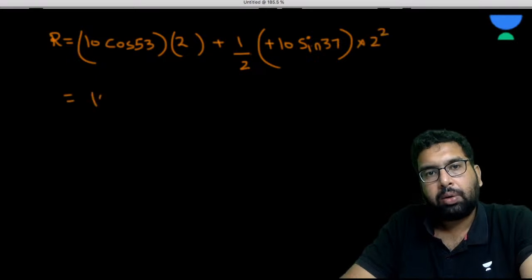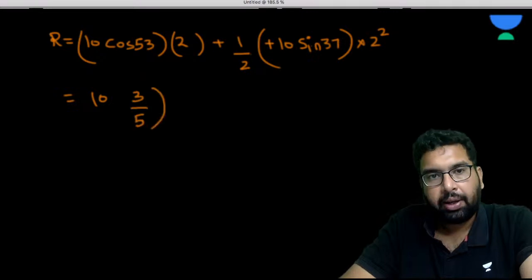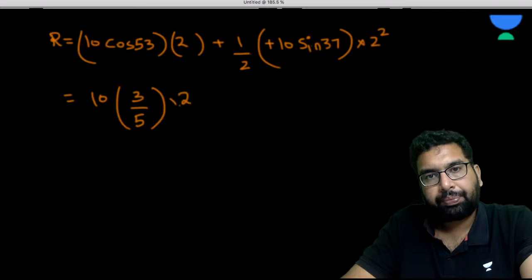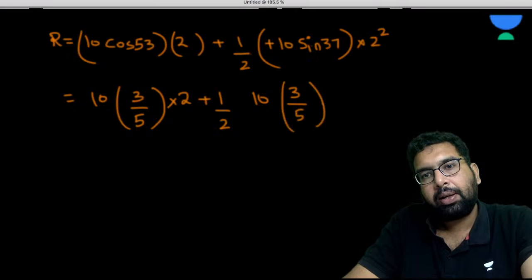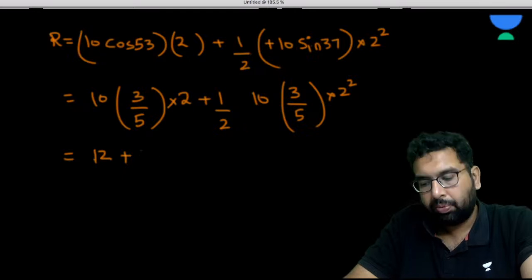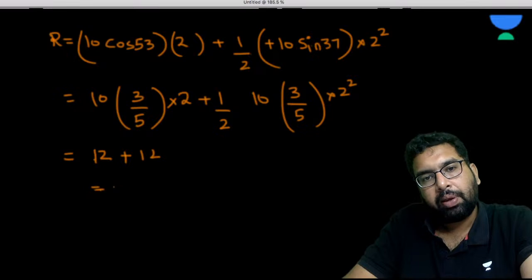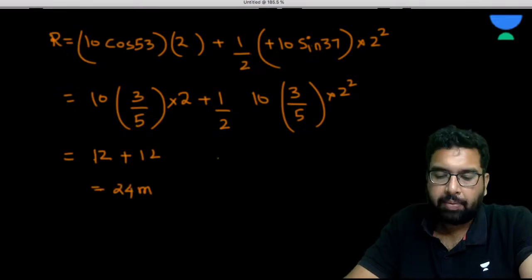So 10 cos 53. So cos 53 is 3 by 5, right? Into 2. Plus 1 by 2, now sine 37, which is again 3 by 5, isn't it? Into 2 square. So here we get 12, and this is again 12. So we are getting 24 meter. Is it fine, beta? Please answer me.